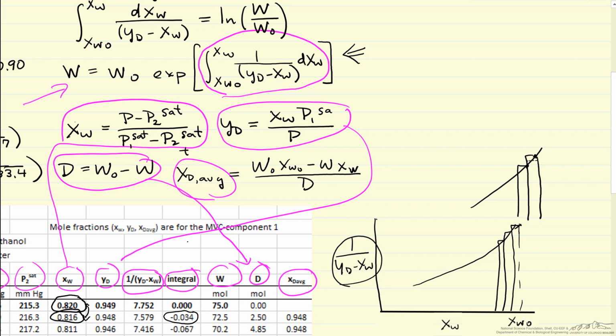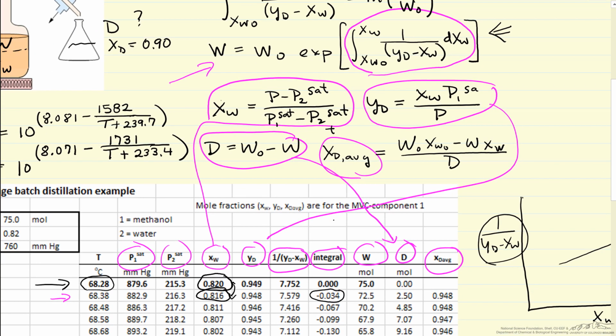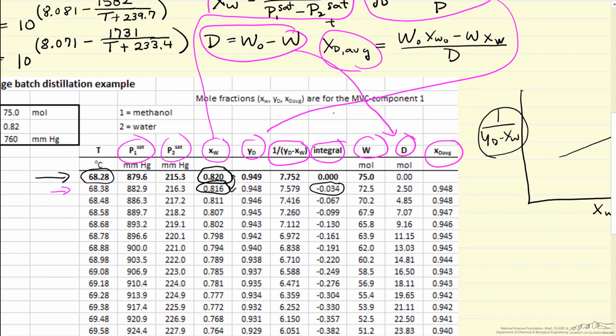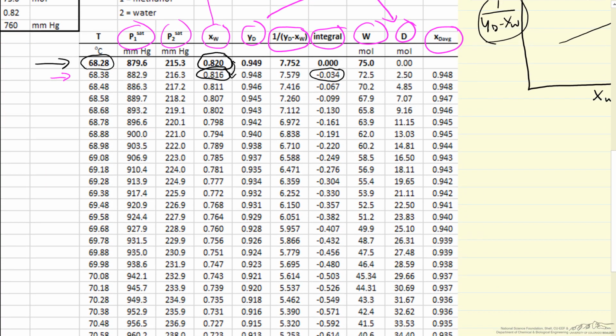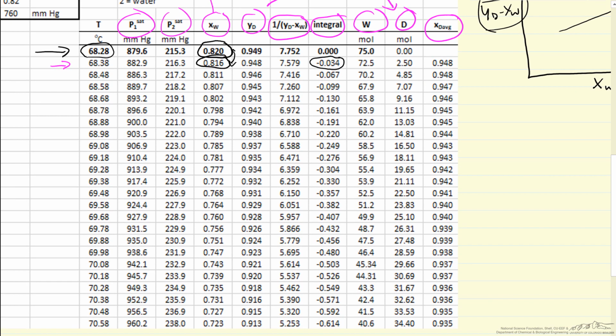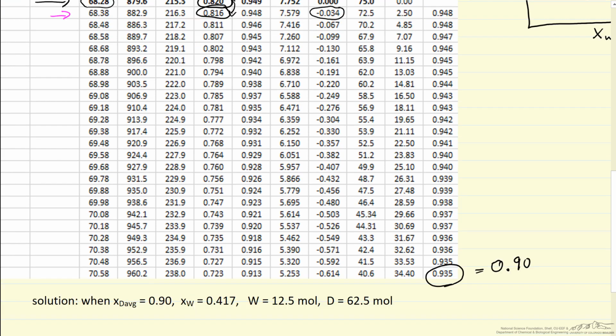With each step, we can calculate W and D, and we'll keep doing this. I just show here a few steps. In order to have accuracy, we want to take small steps. We keep doing it until this is equal to 0.90, because that's our criterion from the problem statement. When that happens, here are the values for XW, W, and D. That's what we desire to determine.